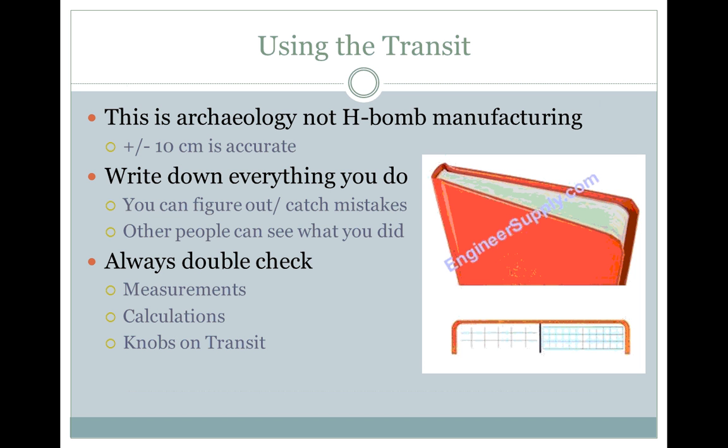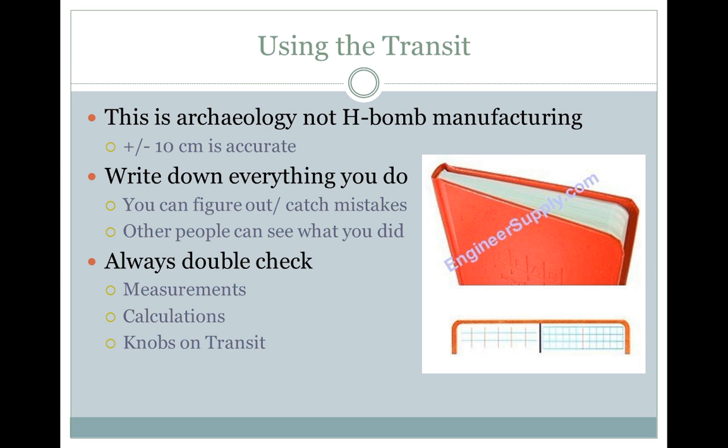Now, this is archaeology, not H-bomb manufacturing. It's okay to not be totally accurate. Plus or minus 10 centimeters is considered very accurate when dealing with these things. So sometimes people will get frustrated, myself included, when the transit seems off, and you have to remember it's archaeology. Having a little bit of movement is okay for what we're dealing with here. We're trying to create a relative system, and as long as we can recreate that, then we're fine.